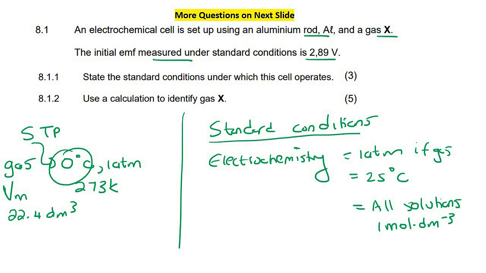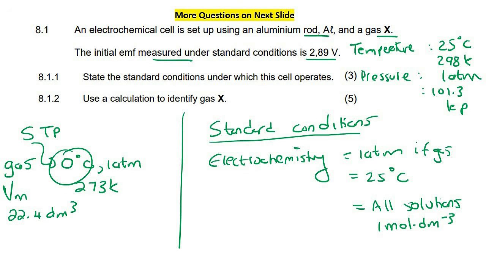So when answering the question, just say that the temperature is going to be 25 degrees Celsius. You can also say 298 Kelvin. For the pressure, you can just say 1 atmosphere. Some people also say 101.3 kilopascals. That's also okay. And then for concentration, you're going to say 1 mole per decimeter.